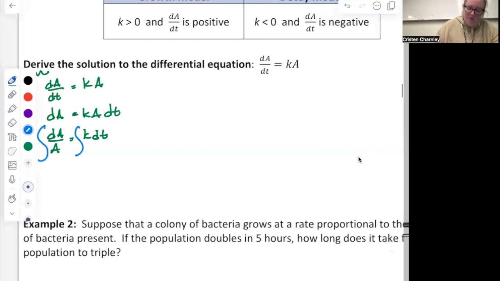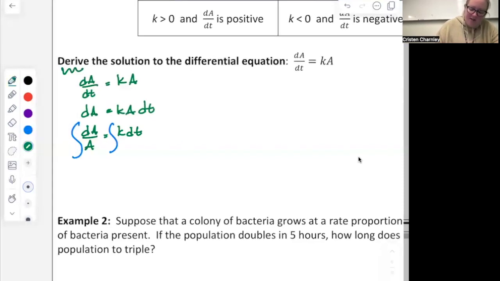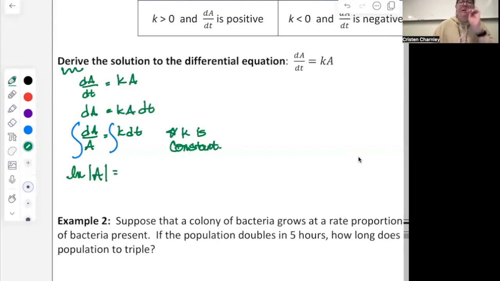Cool, we've separated them. Now we're going to integrate. The integral of dA over A is the natural log of A. K dt, I know I have all letters, but K is a constant. I know we use the word variable, but it's a variable in that it's unknown as opposed to changing. So it's a constant value that's unknown right now, but we'll be able to figure that out. So the antiderivative of K dt is K times T. T is my variable, so I add that on, plus C.